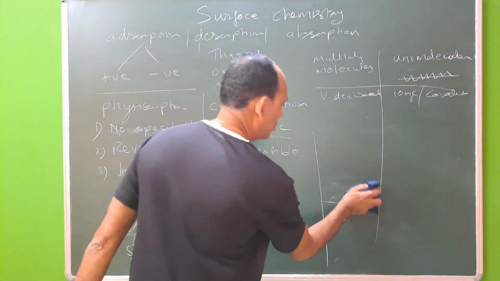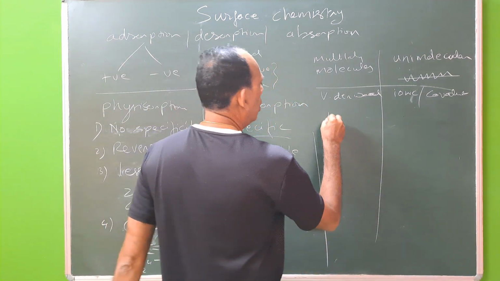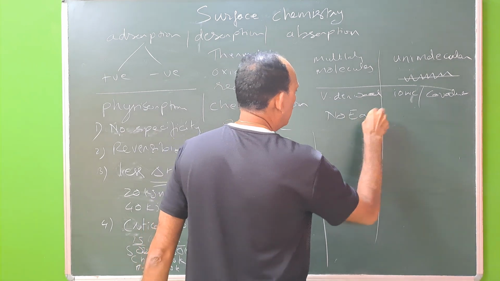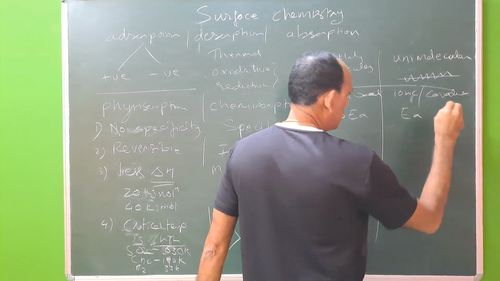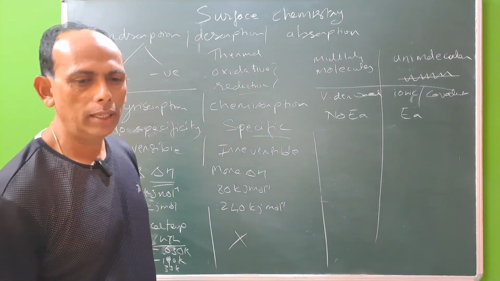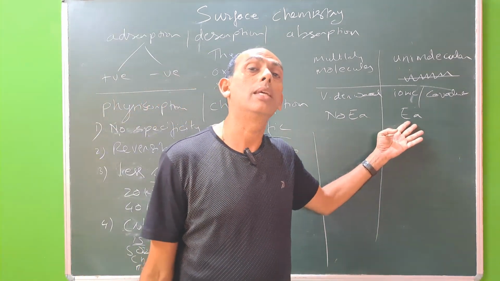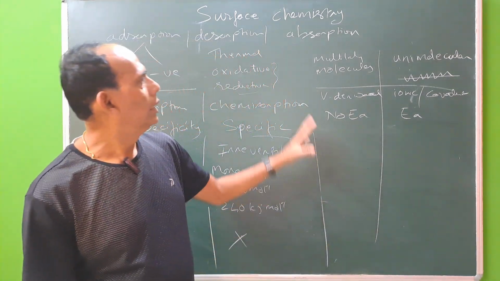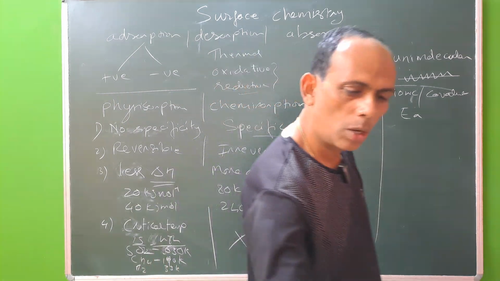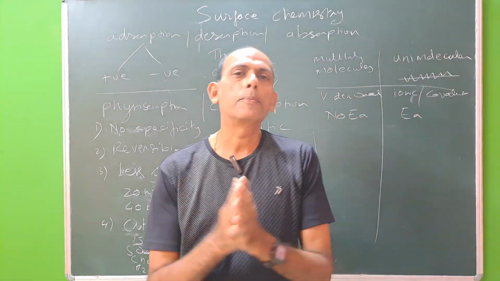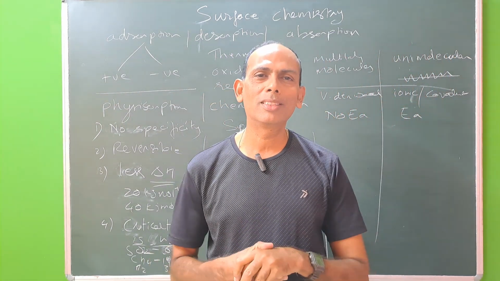Just to tell you: here, no activation energy. Here, activation energy is needed. This is also a difference, right? Because it's a chemical process, activation energy is needed. These are the basic differences between physical adsorption and chemical adsorption. Hope you understood my explanation.